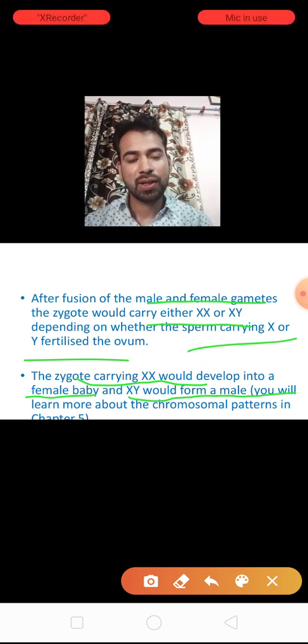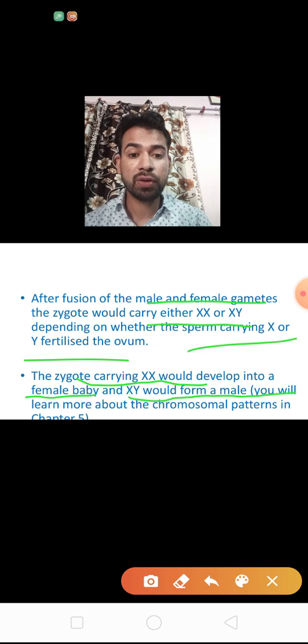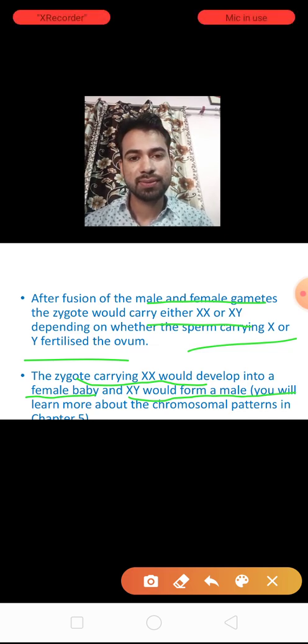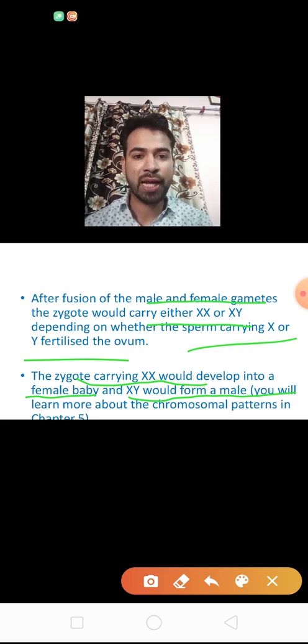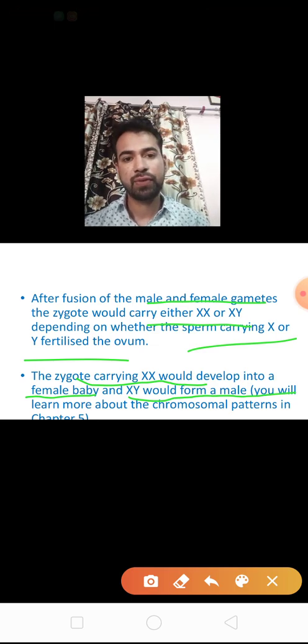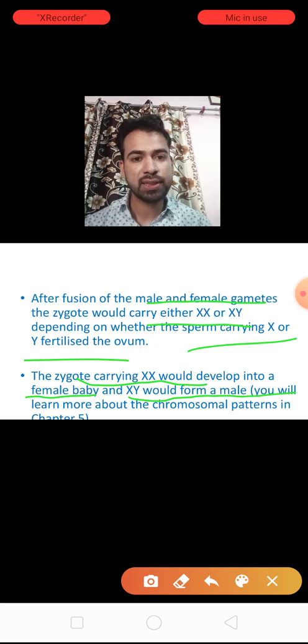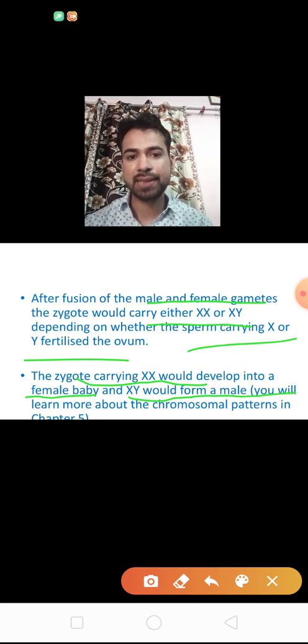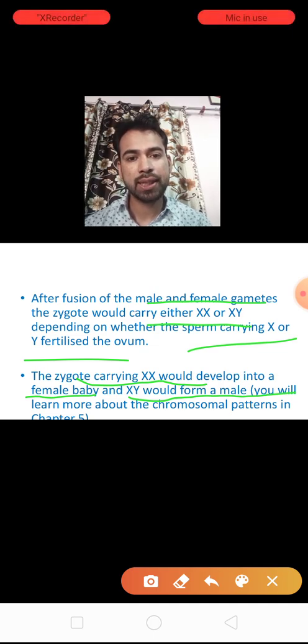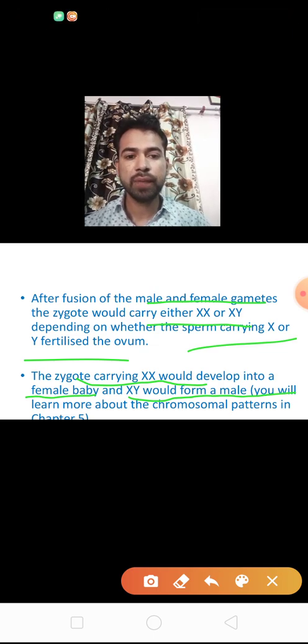Clear? Now you will discuss this deeply in chapter number 5. Okay, chromosomal pattern, sex determination, we have a topic in chapter 5. We will discuss this deeply there. Okay, clear? XX female baby and XY male baby. Okay, clear? You got it?